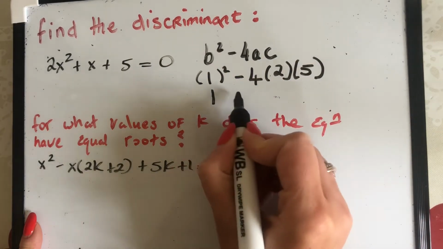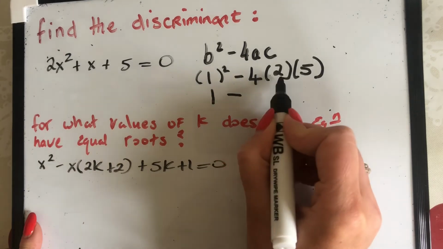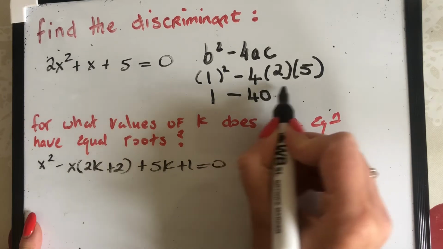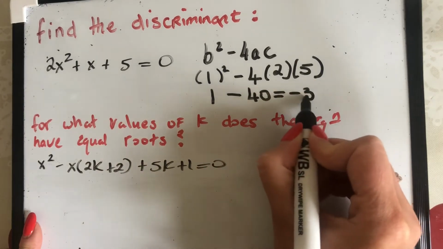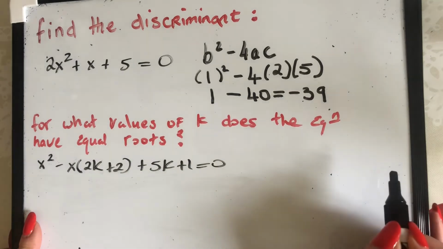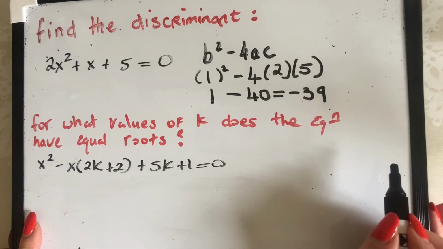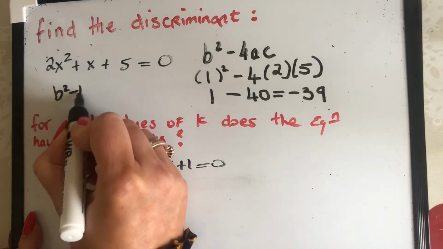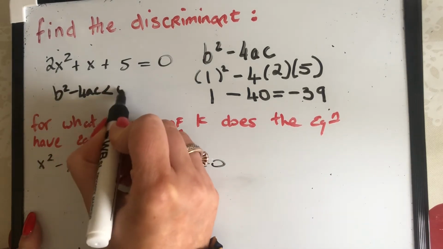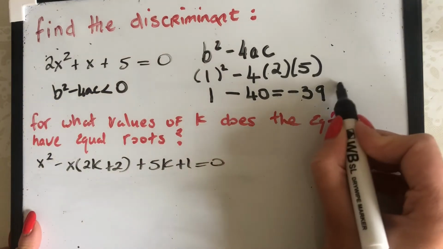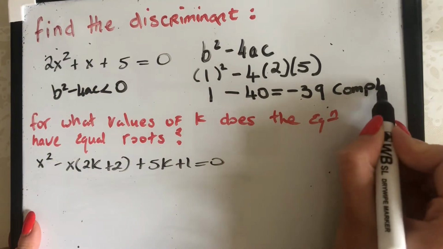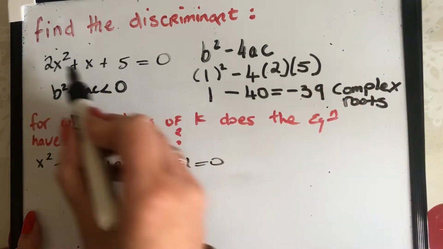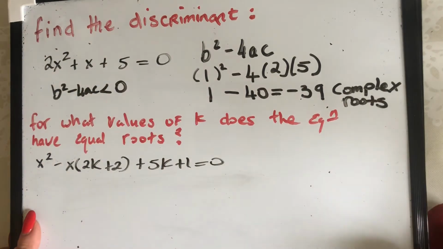1 squared is 1, 4 by 2 is 8, 8 by 5 is 40. And we see here we get minus 39. So that means that this is a complex root because b squared minus 4ac is less than 0. So we can say here that this is complex. So our equation here has complex roots.